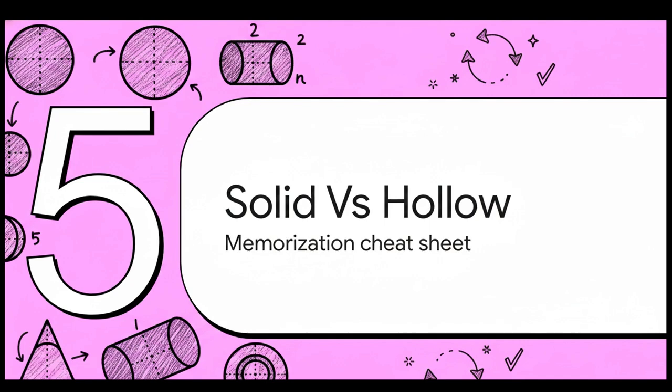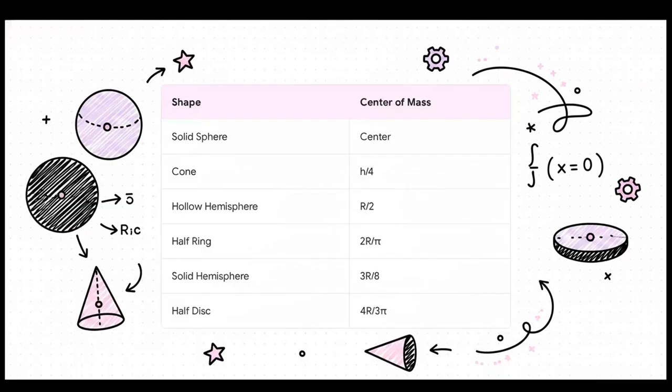Section 5, solid versus hollow objects. This is your ultimate memorization cheat sheet. You are absolutely going to want to memorize this chart. Having this in your head is basically free marks, letting you completely bypass pages of calculus during a timed test. Notice the pattern here. Hollow objects usually have a higher center of mass relative to their base. Like a hollow hemisphere sits exactly at r/2, while a solid hemisphere's filled-in weight pulls its center down a bit to 3r/8. Commit this to memory, for sure.